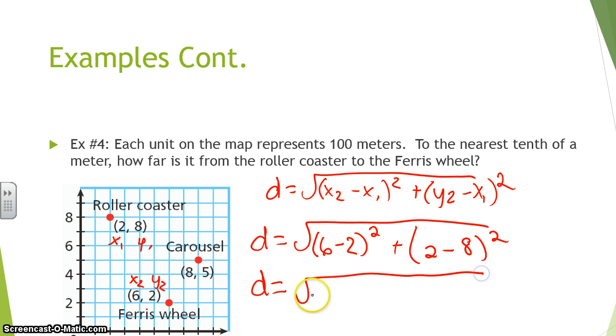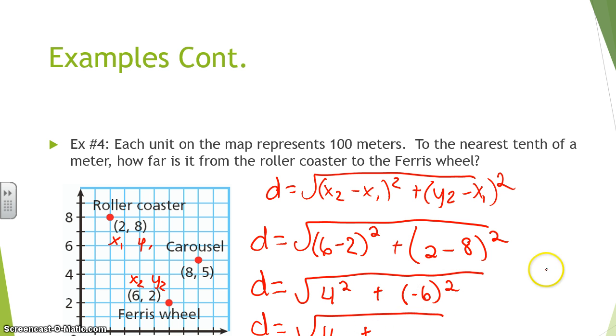Now let's subtract what's in the parentheses. 6 minus 2 gives me 4 squared, plus 2 minus 8 gives me negative 6 squared. Now let's square each of these. 4 squared is 16, plus negative 6 squared is negative 6 times negative 6, which is positive 36. So we have 16 plus 36 is going to give me d equals the square root of 52.